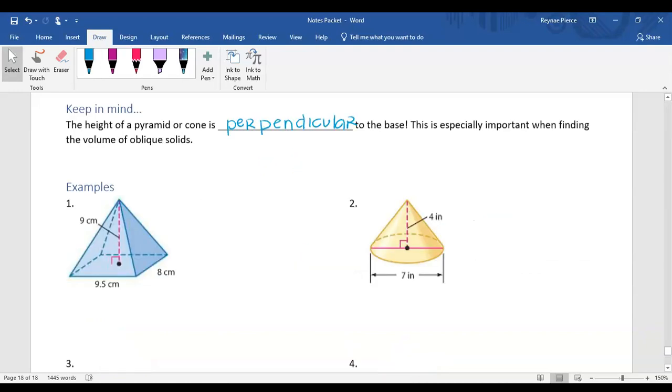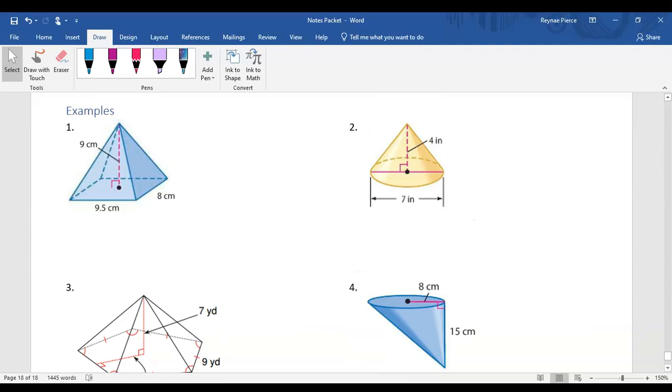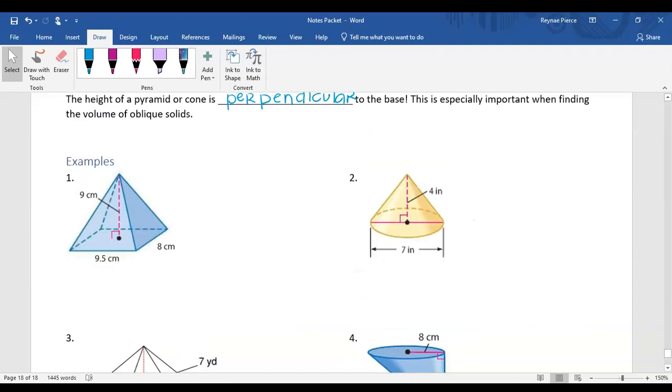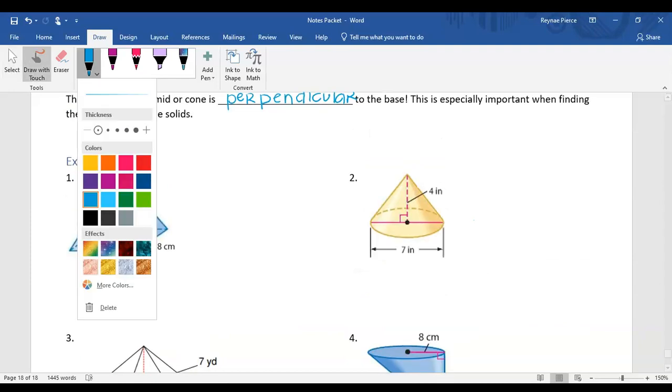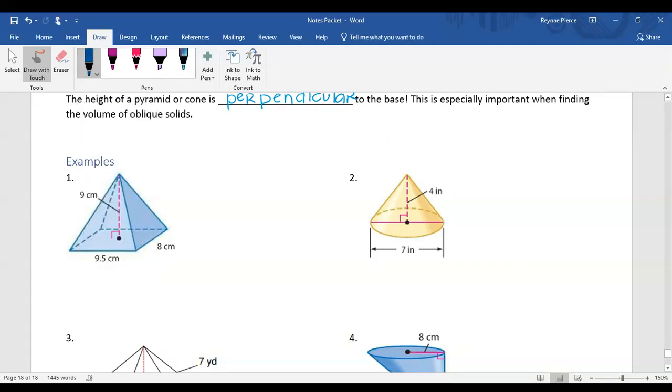So let's just jump into these examples here. First example, I've got a rectangular pyramid, which means I am first going to find the area of the rectangle that's on the bottom. Area of a rectangle is the base times the height of the rectangle. So I'm taking 9.5 times 8. Area of my base is 76 square centimeters.